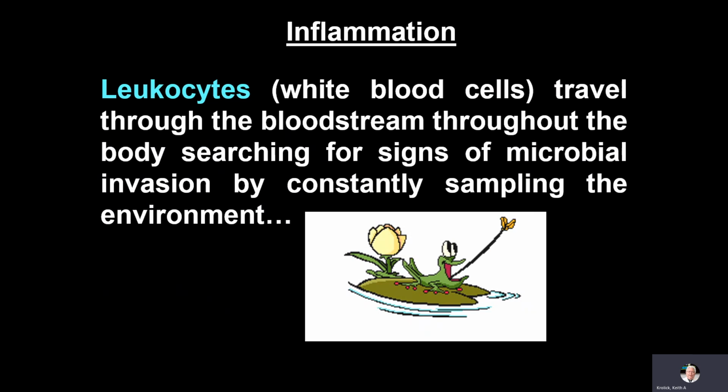And one day I came across this GIF that's shown here, this little frog, and I looked at it for a second and I said, you know what? That is a leukocyte. That lily pad is a lymph node. And that fly that's flying by is something that the frog wants to get rid of. So that's got to be some infectious microorganism, right? So I saw this, I thought, I'm going to use this as an example of how these white blood cells are constantly searching for signs of microbial invasion.